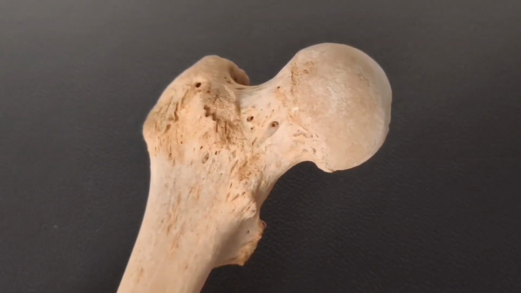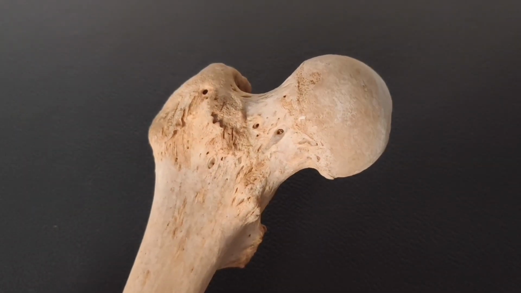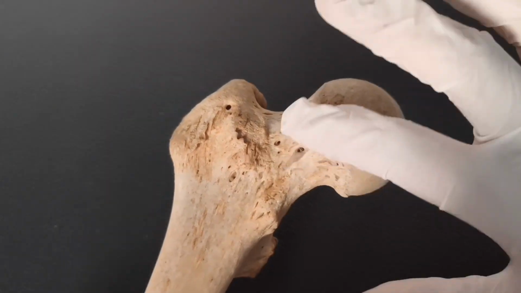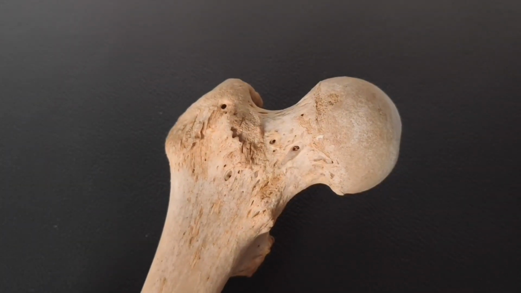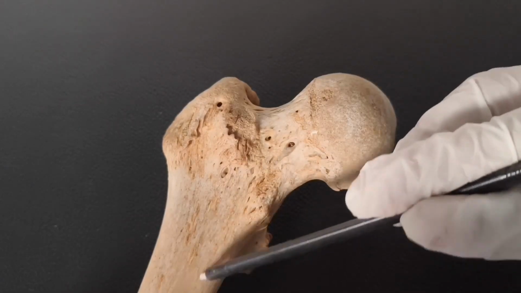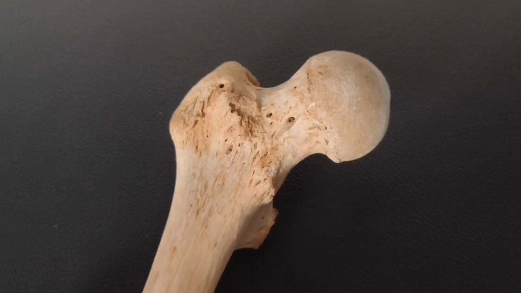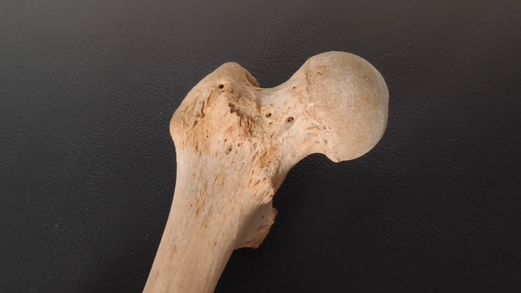Let's learn about the neck part. The neck part connects the head with the shaft. So this is the neck part and there is an angle between the shaft and the neck. This angle is usually about 125 degrees in adults, while it is usually of a lower angle in females because of the wider shape of the pelvis.